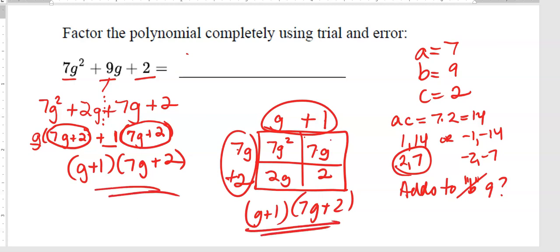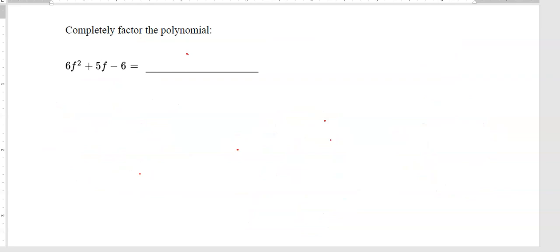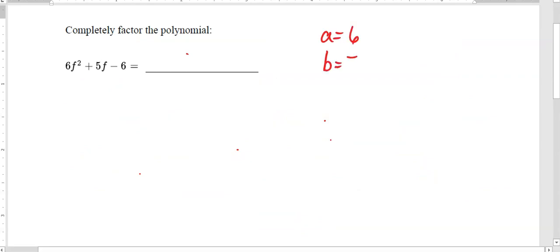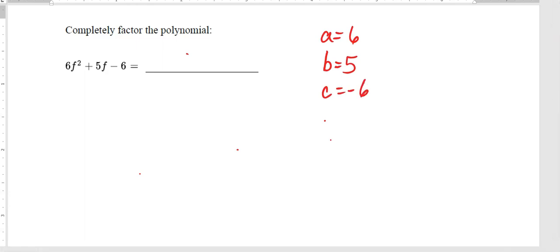And once again, you can check your answer by multiplying what you get to make sure you get the original problem. Do the second one. So A is 6, B is 5, and C is -6. Okay? So I look at what AC is. AC would be 6 times -6, which is -36.